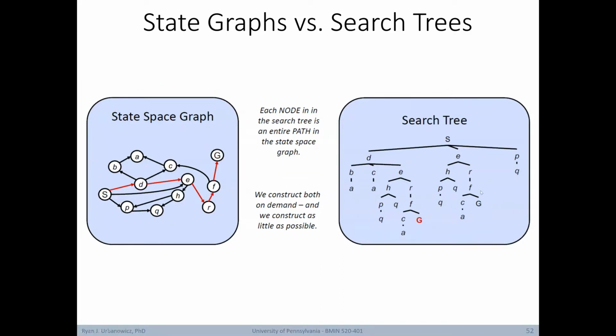So now you should have the basic understanding of the difference between a state space graph and a search tree. Notably, each node in a search tree represents an entire path in the state space graph. So for example, C corresponds to the path from C back to S. And the leaf node G corresponds to this optimal path we've seen in the state space graph.